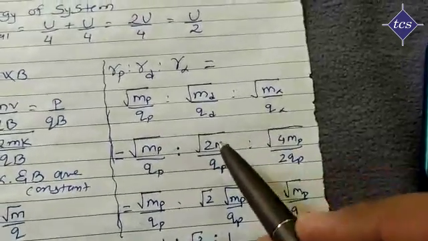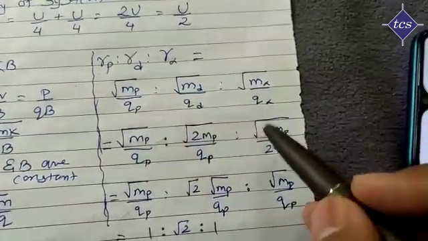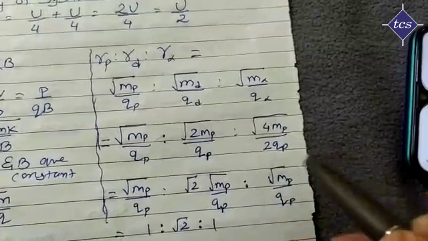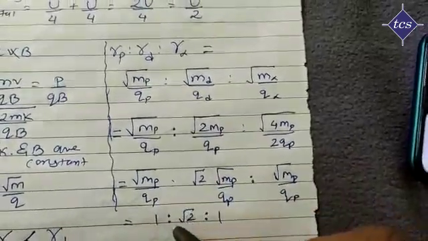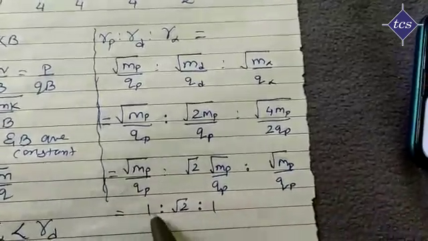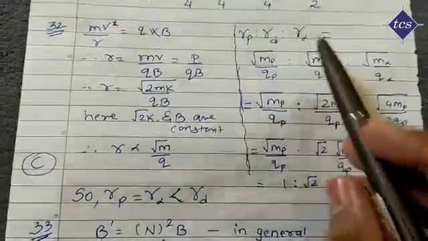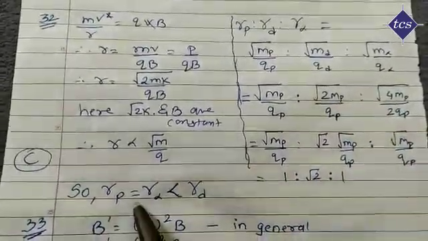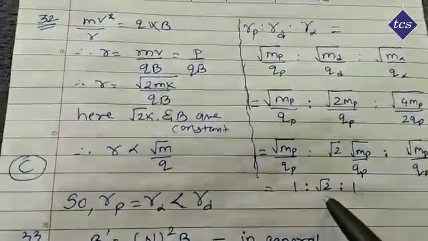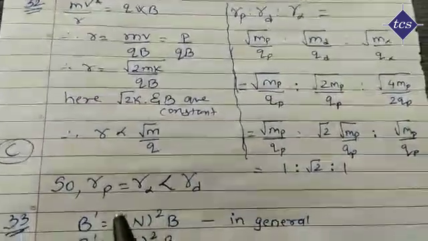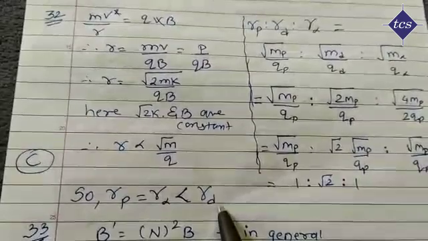So from this, root mp upon qp will be taken out common; the root 2 stays, and in the last term root 4 is 2, which will be cancelled by the 2 in the charge, so that is root mp upon qp. So when you take out common root mp by qp, the ratio will be 1 is to root 2 is to root 1. That means the radius of proton and alpha is 1 is to 1, that is the same, but the radius of deuteron is root 2 times, that is 1.414 times greater than the radius of proton and alpha. So the final conclusion we can make is rp equals r alpha, which is less than rd.